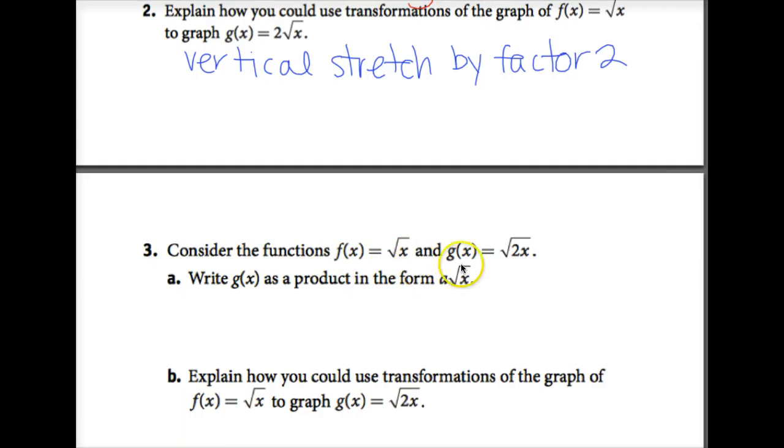Number 3, consider f of x and a new g of x, the square root of 2x. Now notice there's a difference between these two g of x's. This one wants me to write it in this same format, but I can tell you it's not the same equation because the square root of 2, when 2 is underneath, is not the same as when 2 is on the outside. So if we want to write it in this form, all we have to do is give them each their own symbol. So the square root of 2 times the square root of x is how we would write g of x in this particular form.